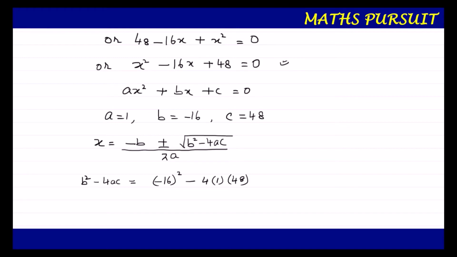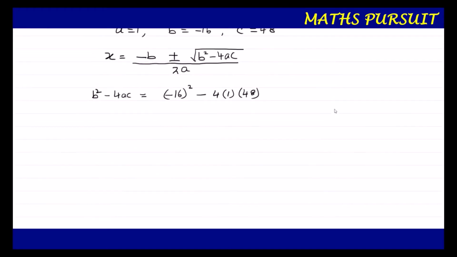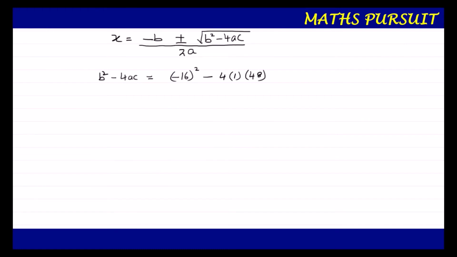So b square minus 4ac is equal to minus 16 square, which is nothing but 256. Then minus 4 into 1 into 48 will be 192. So b square minus 4ac is equal to 256 minus 192, that is equal to 64. So guys, this is the value we got for b square minus 4ac.